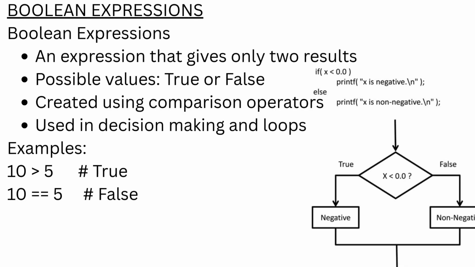A Boolean expression is an expression that returns only two possible values, true or false. These expressions are created using comparison operators like greater than, less than, or equal to. Boolean expressions are the foundation of decision-making in Python. They are used in if statements to take decisions and in loops to control repetition. For example, when we compare two numbers, Python checks the condition and returns either true or false.